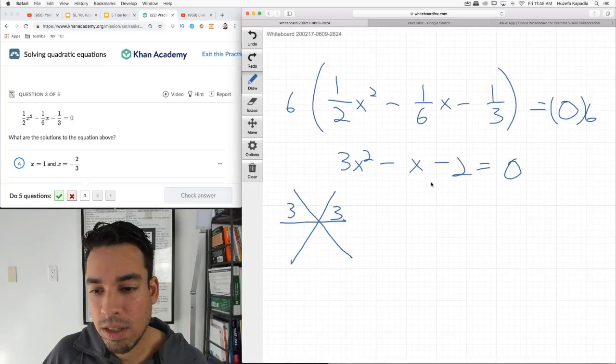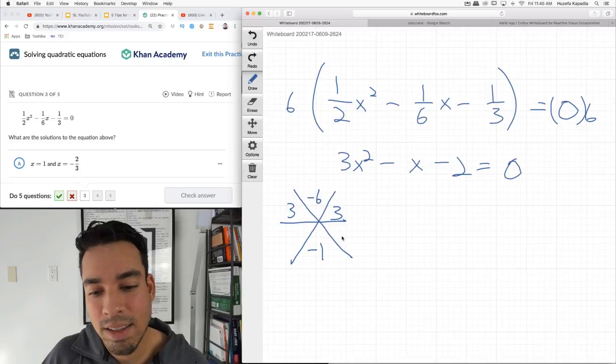So this is 3, 3. And remember, b is down here, which is negative 1. And here is a times c. 3 times negative 2, which is negative 6. What multiplies to negative 6 and adds to negative 1? That would be negative 3 and positive 2. And then we reduce these like fractions. 3 over negative 3 is 1 over negative 1.